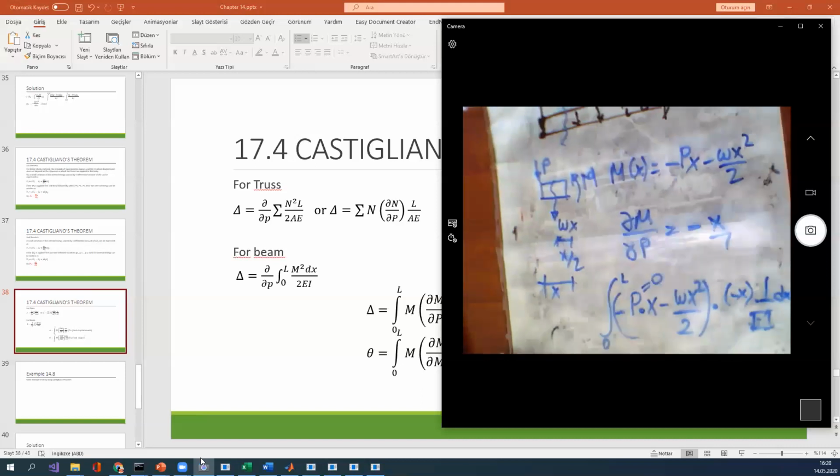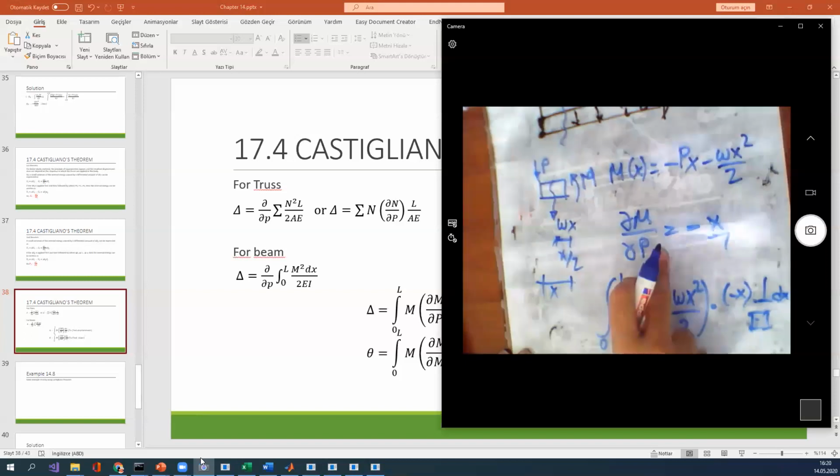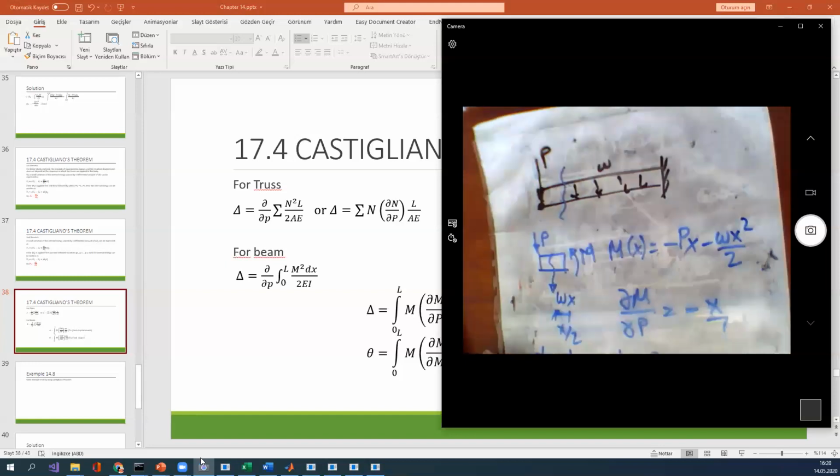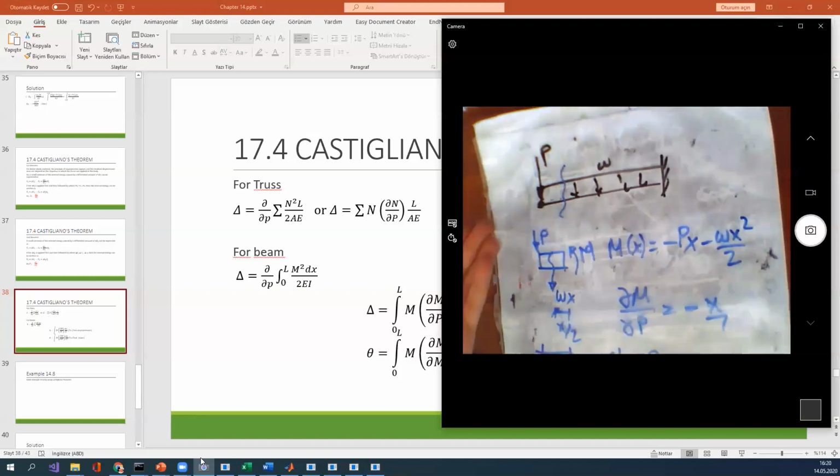Some of you asked, Hocam, why are we using the P even though the value is equal to 0? I can say, in order to take the derivative of the moment with respect to P, I need a P, therefore I put a P. If there were a real load on P, I wouldn't need to put a P in here, but I am unlucky, there's no P in here. Therefore I need to write the P in the formulation.